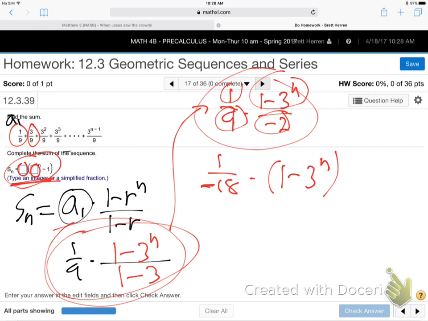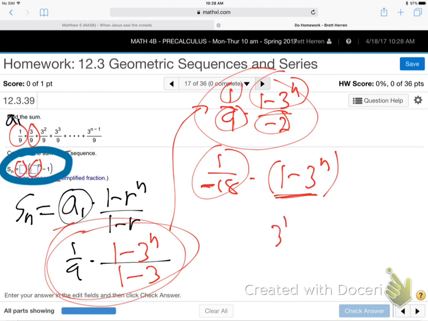Now it almost looks like this. But what's left to do? I need a number in the front. I got a number in the front, minus 1/18. But then I need something to the n, minus 1. I have it vice versa.